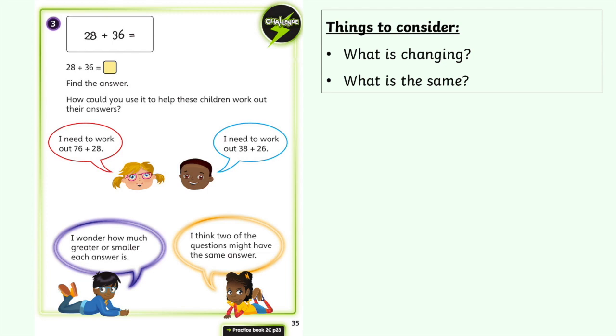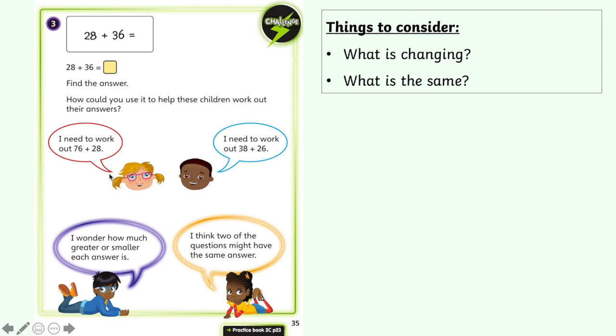Time for the challenge then. So again, same things to consider. Notice it's the same questions all the way through. What's changing? What's the same? We've got 28 add 36, and we've been asked this time to work out the answer to that question. So that's our first step. But then we've got, how could you use it to help these children work out their answers?